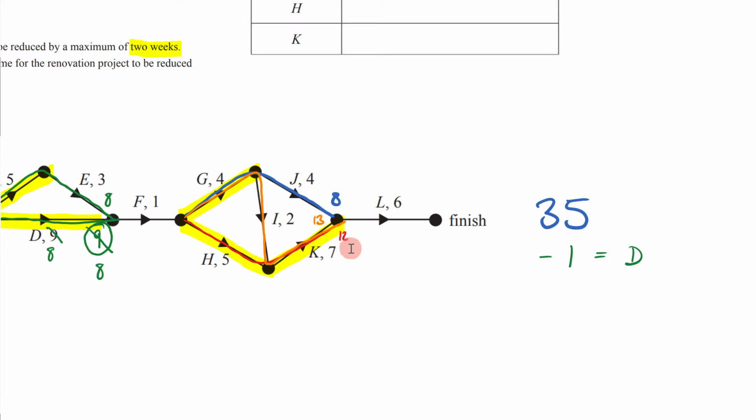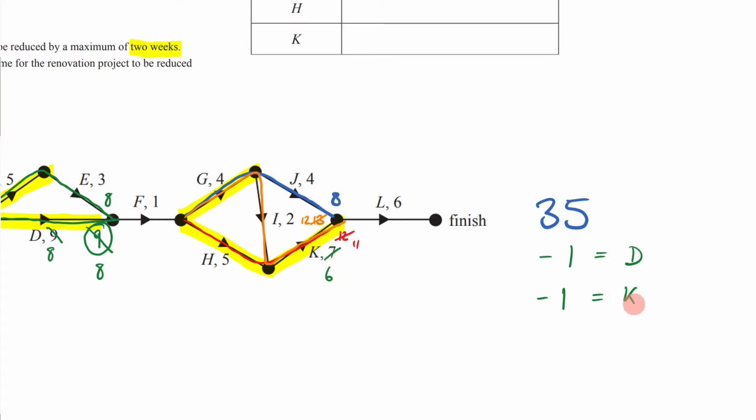Now, which of these would you want to reduce? Well, I would probably want to reduce K, because K is part of the red pathway and a part of the orange pathway. So there's 2 pathways there. So by reducing this, and remember, I'm just going to reduce one at a time, I'm going to reduce 7 to 6. Then this 12 is going to go down. It will become 11. And this 13 will also go down to 12. So I have reduced 1 more week, so minus 1. And that is because I've reduced K there.